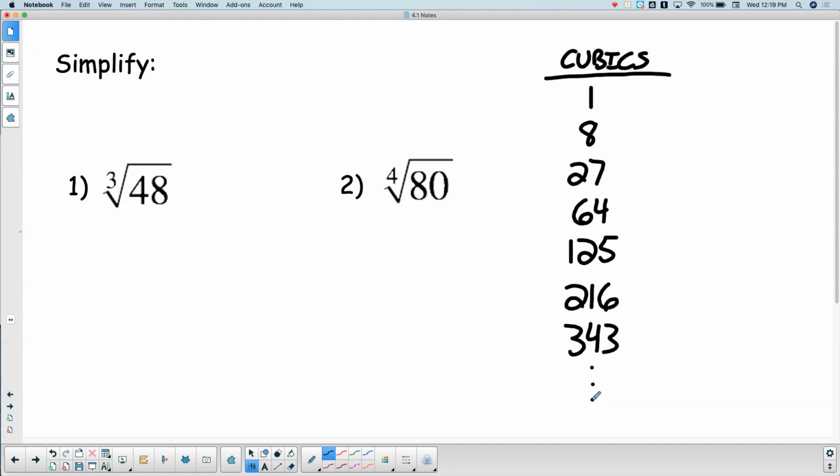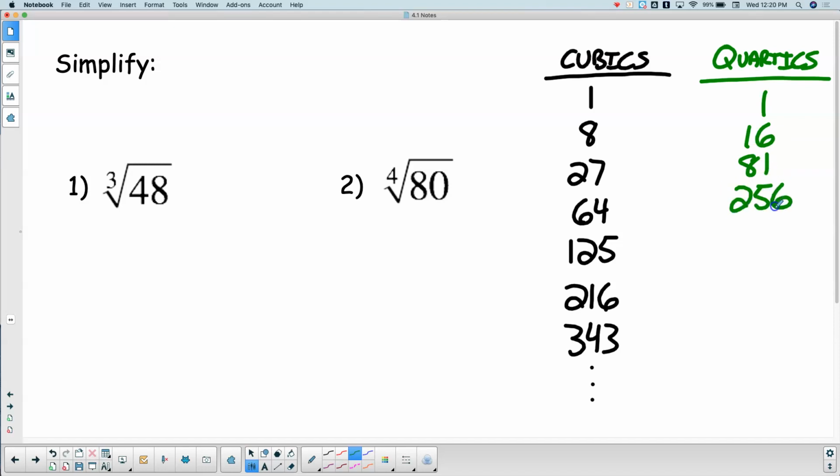Okay? Now the fourth powers, those would be the quartics: 1, 16, 81, 256, 625, 1,296. And so on and so forth, right?